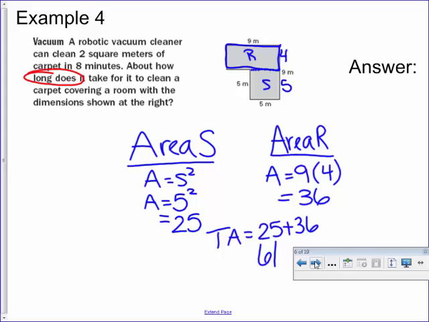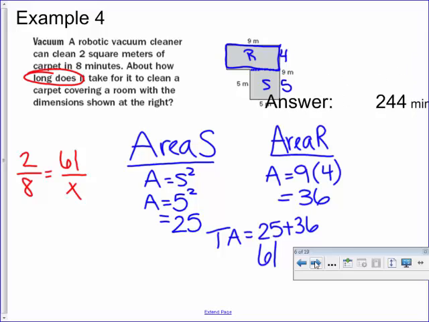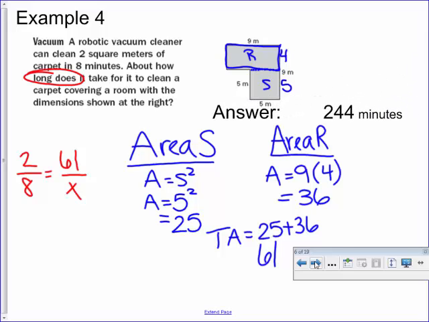So we're going to set up a proportion, because we know it's 2 square meters per 8 minutes. Well, we have 61 square meters, so let's figure out how many minutes that is. When you cross multiply, you should get your answer to be that this takes 244 minutes. Make sure you answer the whole question.